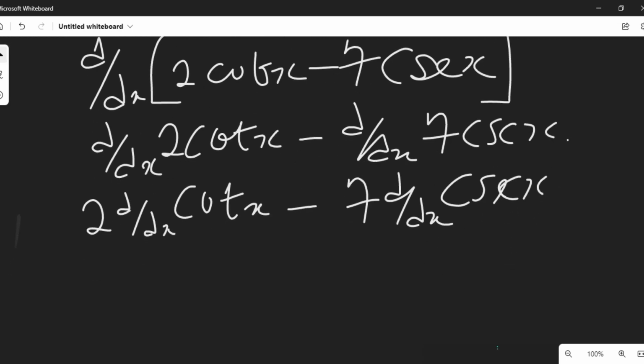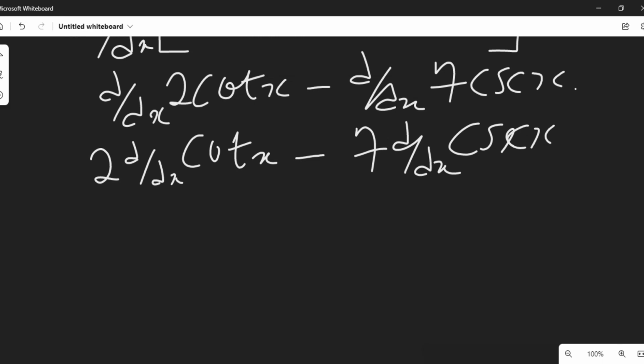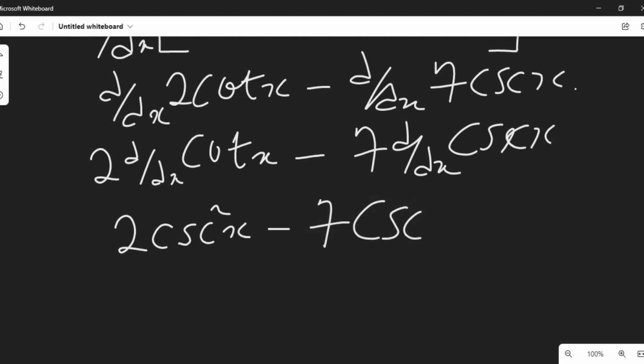Now, what is the derivative of cot x? The derivative of cot x we know is going to give us negative cosec square x. So that will give us negative 2 cosec square x minus the derivative for cosec x, which is negative cosec x cot x, so that will give us plus 7 cosec x cot x, right? So this will be the solution to that.